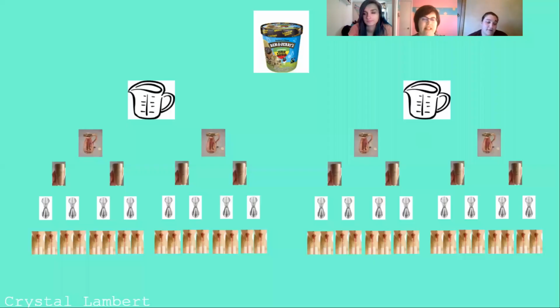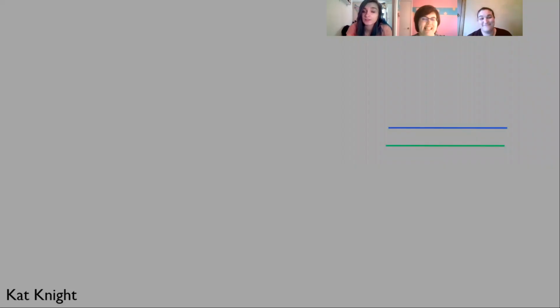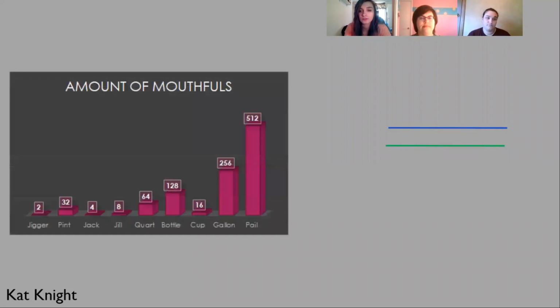Kat, can you help us fill up this bucket using everything we just learned? Yes. So we're going to fill up a pail, and to start us off, I went ahead and put everything that Laura and Crystal did into a beautiful little chart because we are going to reference back to this when we are filling up our pail.